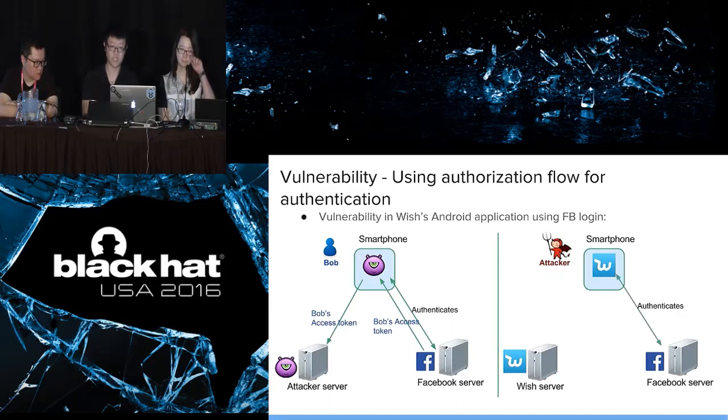What the attacker is going to do next is log in with the attacker's own Facebook account from Wish. Facebook returns the attacker's access token. The attacker intercepts that request and replaces the attacker's access token with Bob's access token, and Wish asks Facebook, using Bob's access token, who this user is. Facebook returns Bob's Facebook user ID, and Wish thinks okay, this is Bob, and logs the attacker into Bob's account.